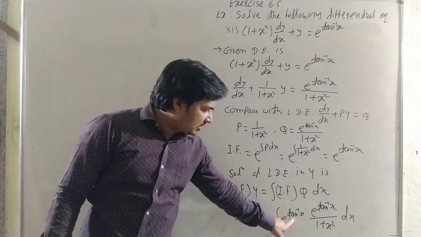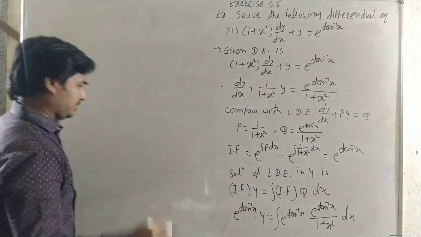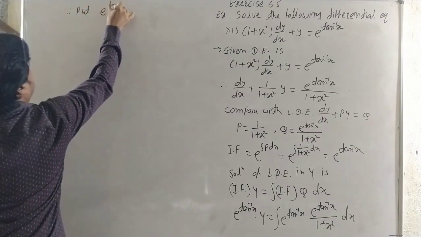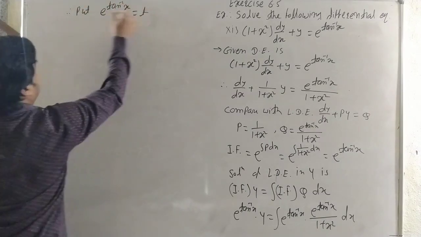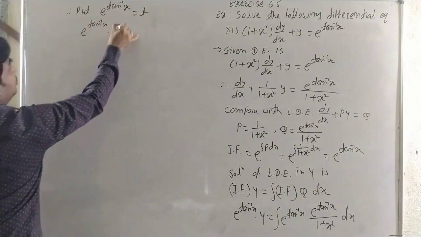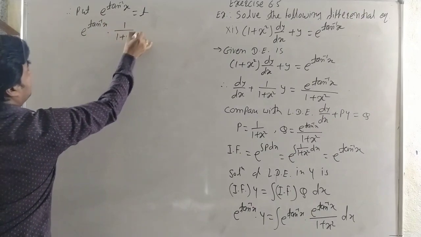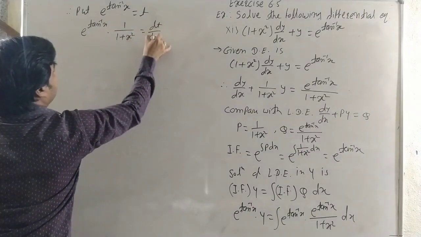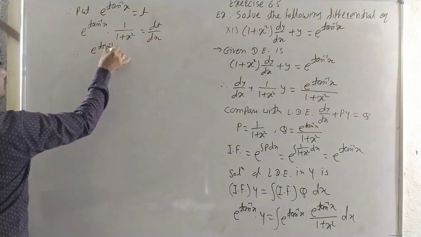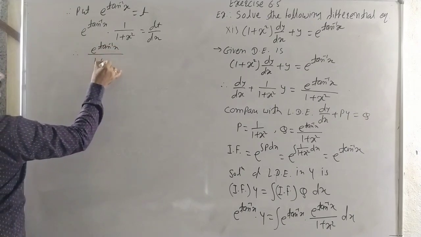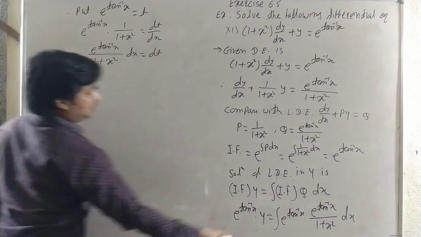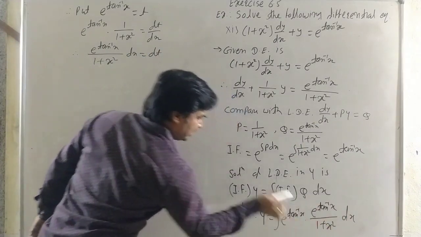Put e to the power tan inverse x is equal to t. Therefore, derivative of e to the power tan inverse x, e to the power tan inverse x into 1 upon 1 plus x square is equal to dt by dx. And therefore, e to the power tan inverse x upon 1 plus x square dx is equal to dt. That means we can write this dt and it is a t.